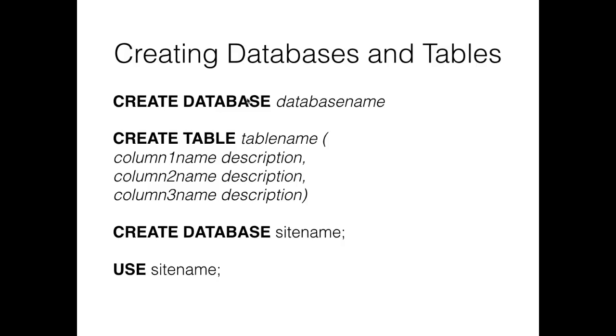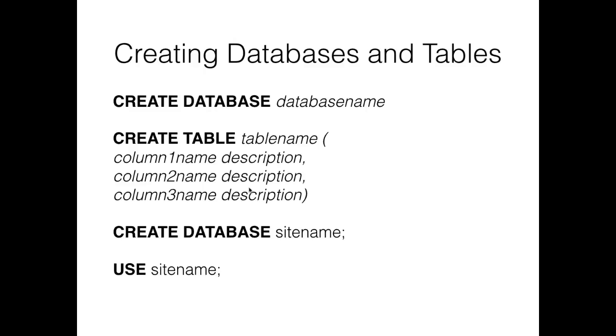Okay, so create database and database name. We can do the same with create table, and we give it a table name, and then a parenthesis, and then the column name and a description, column name, description, column name, description. And I'll show you that in more detail shortly. And the description is going to be what column type you want it to be. Text, varchar, numeric, etc.